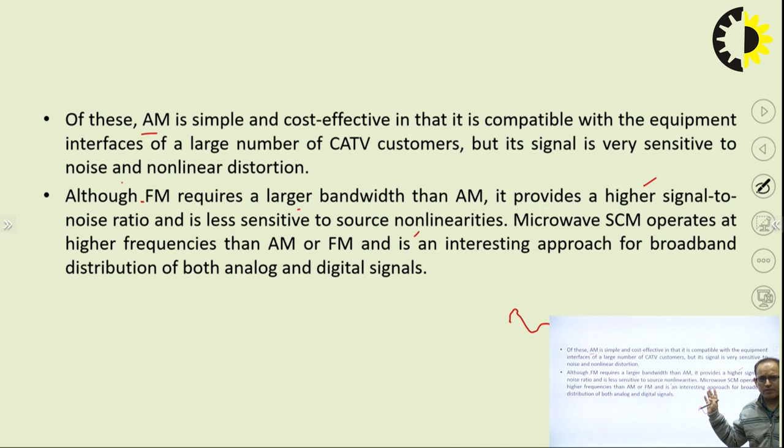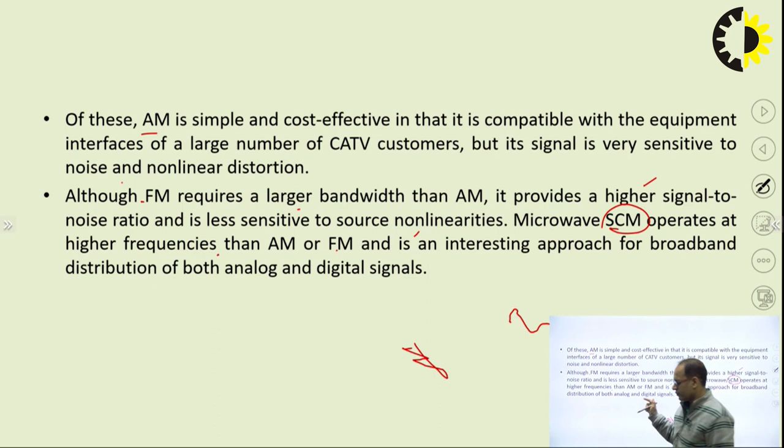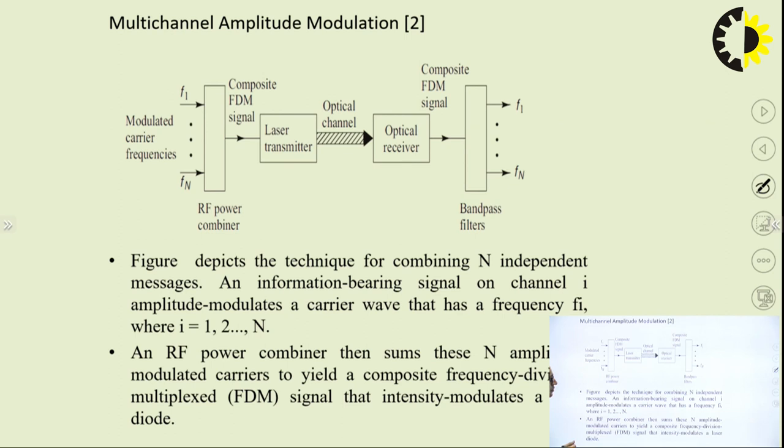Clear? Now microwave SCM is the subcarrier modulation which operates at a higher frequency than AM or FM, and it is very interesting for the distribution of both analog and digital signals. The first technique is already described in the book from which I have taken this content, Optical Fiber Communication by Gerd Keiser. The first one is the multi-channel amplitude modulation.